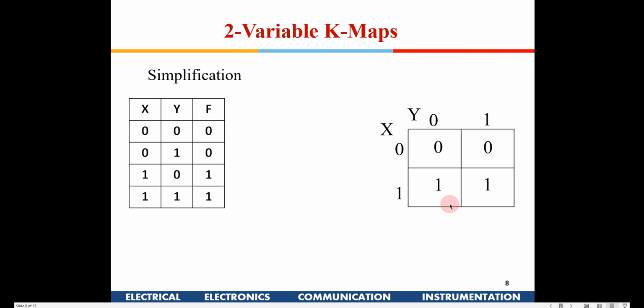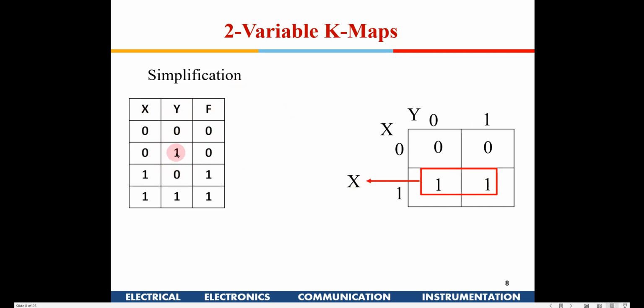What is going to be static in these two? Because these are adjacent cells, we are going to club these two together. If we club these two, y is changing, so we don't talk about y. x remains constant, and this time x is equal to 1. So the expression for this would be simply x. This is how we can simplify this, so the function is f is equal to x.